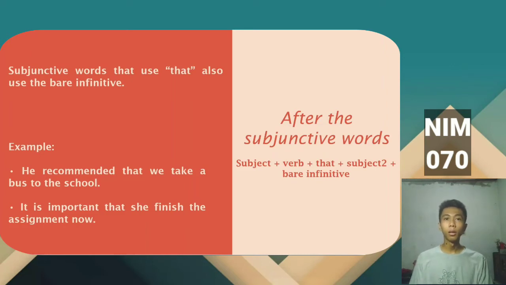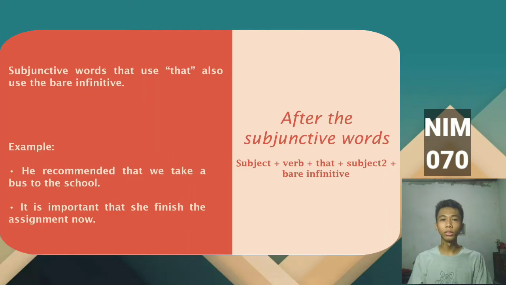But notice that the second verb, take, is in bare form, take, not to take. Why? Because the verb is after a subjunctive word, that. So that means the second verb must be in its bare form. The second example is, it is important that she finish the assignment now.